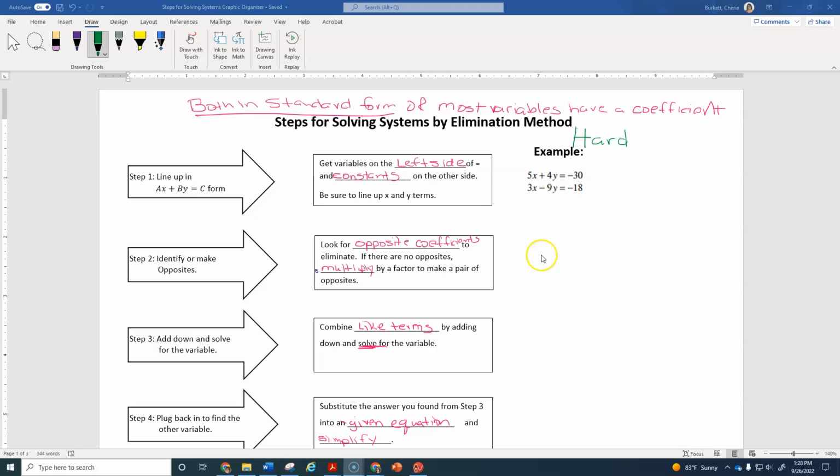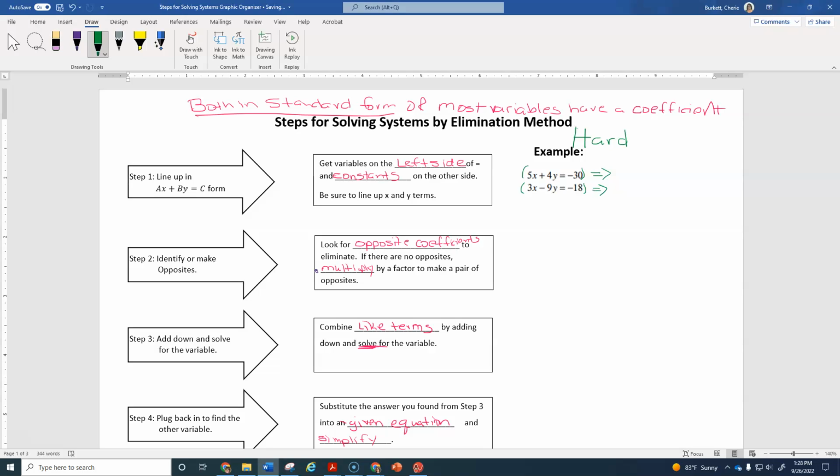All right, this example would be considered a hard difficulty, and that's because we are given the equations in standard form, so that's nice. We do have opposite signs right here, a positive and a negative, but it's a 4 and a 9. I can't multiply 4 by anything to get a 9, and I can't multiply the 9 by anything to get a 4. So in a case like that, it's going to require me to multiply both equations by some multiplier in order to generate a new equation that will have opposite coefficients.